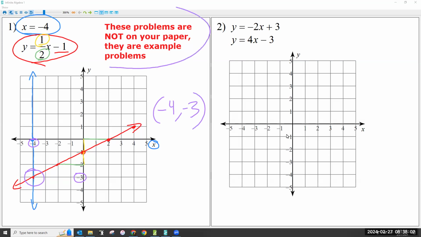At this point, I probably should have addressed, I wrote it up here. These problems are not on your paper. They're example problems. So if you're trying to figure out where this is in your paper, it's not. I got 4 problems I'm going to do. 2 that are like your first group, 2 that are like your second group, and then you'll do the ones on your paper.